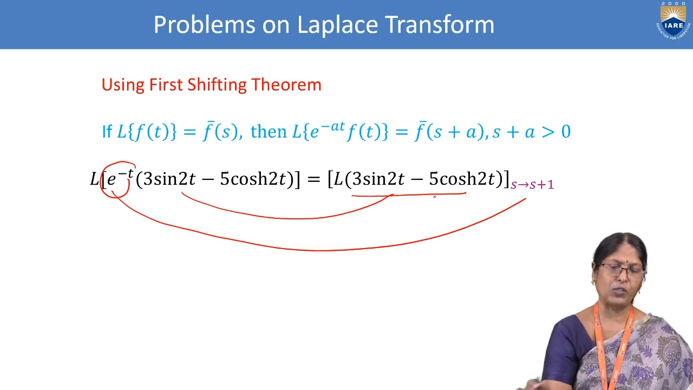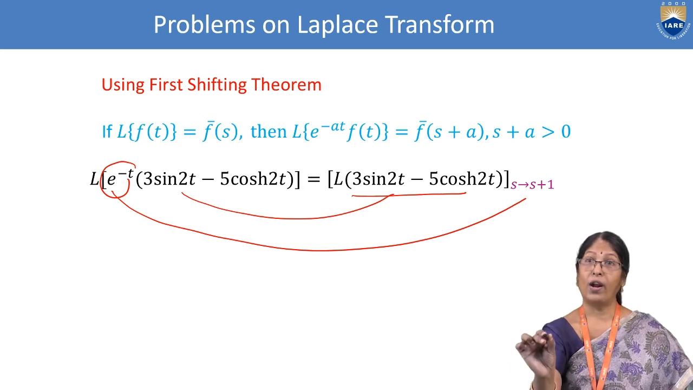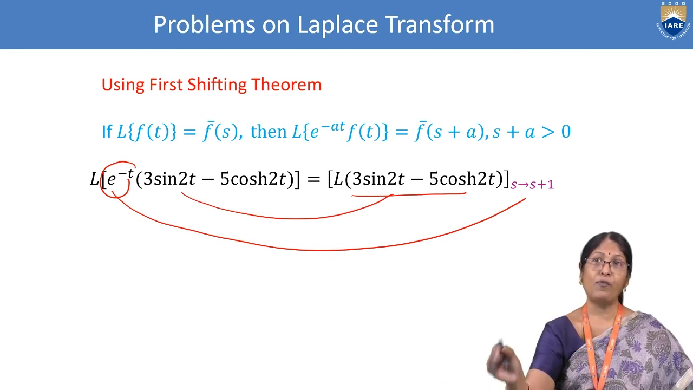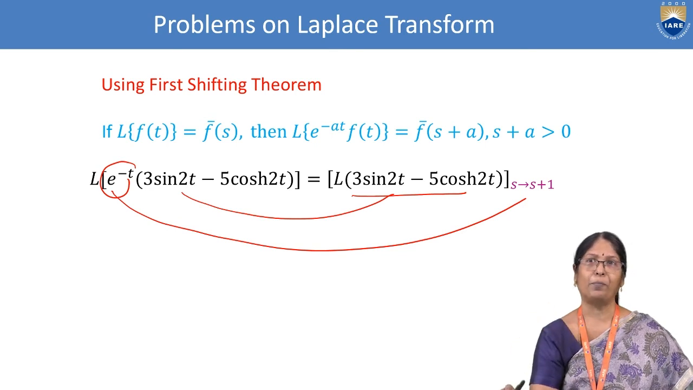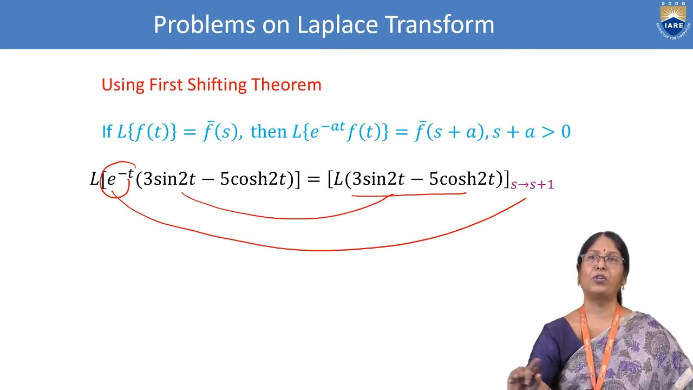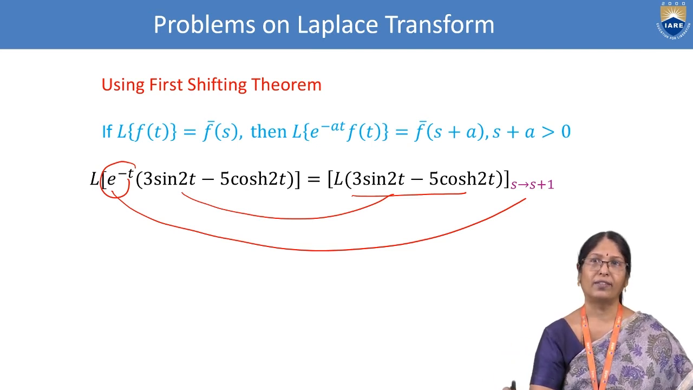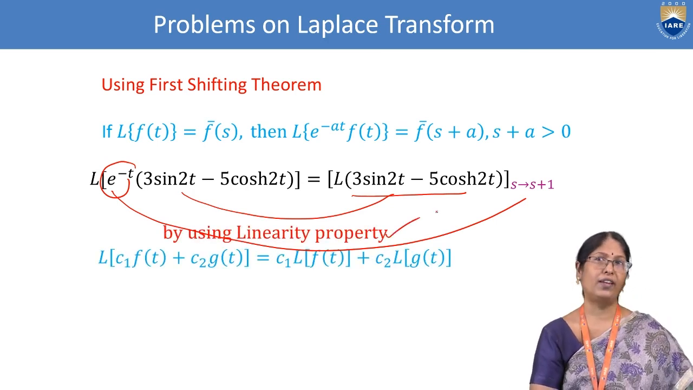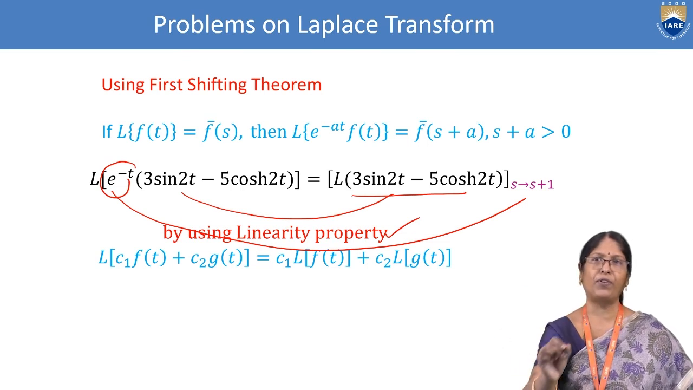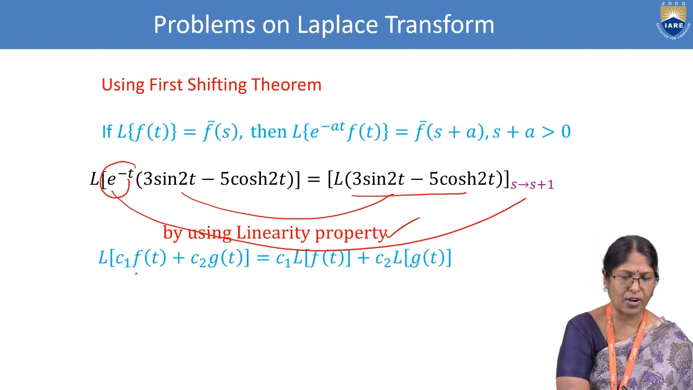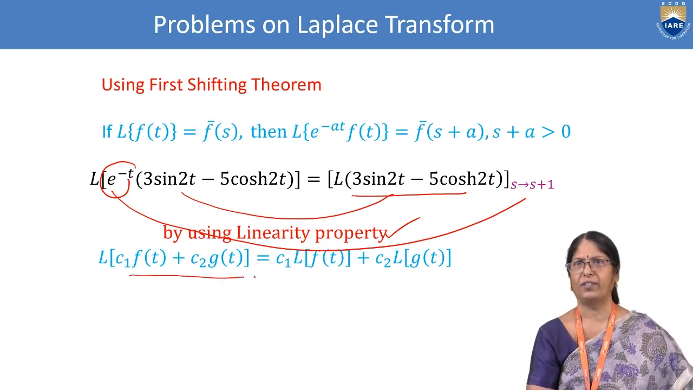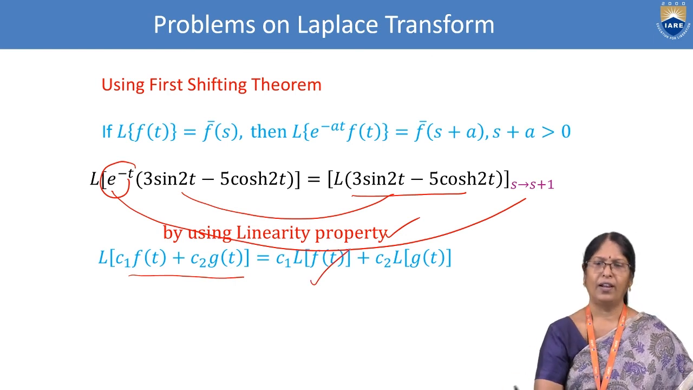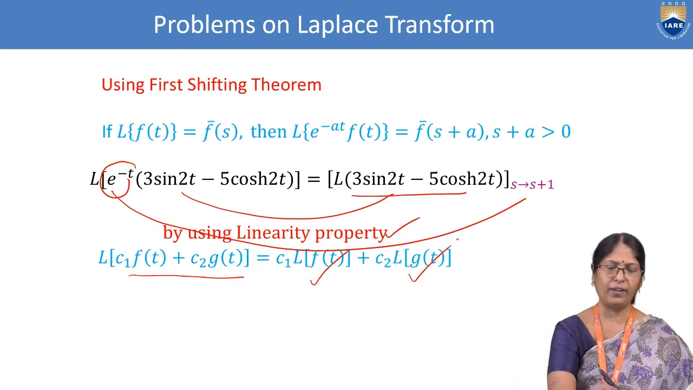Now, Laplace transform of two terms. One is sine, a trigonometric function. Another one is cos h. Laplace transform of two functions at a time. How is it possible? We have to split. Is there any property? Yes. The linearity property. By using the linearity property, the Laplace transform of two or any more functions is written as the Laplace transform of the first function plus the Laplace transform of the second function. It is a theory part, that is a formula.